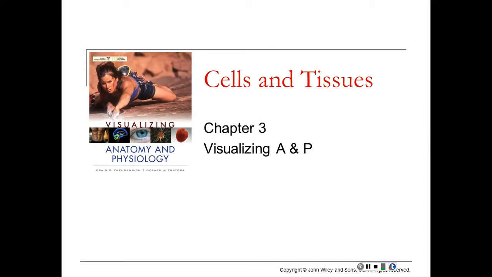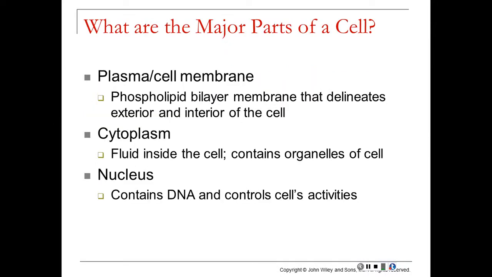So we're going to start chapter 3, which is cells and tissues. Let's first start with a review of the basic parts of a cell. The inside part of the cell is where the cytoplasm is. It's all the organelles and the fluid within the cell. There's also the nucleus, which is the center part of the cell. That's where our DNA is located. This is our control center.